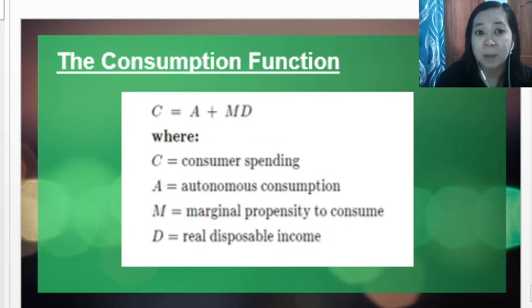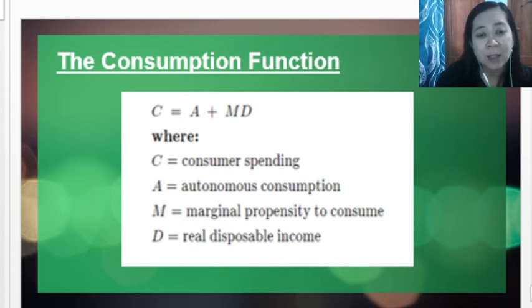So this is what we call autonomous consumption. We do not base the spending on the level of income, because these goods are very important, basic, and necessary. Okay, what about variable M?